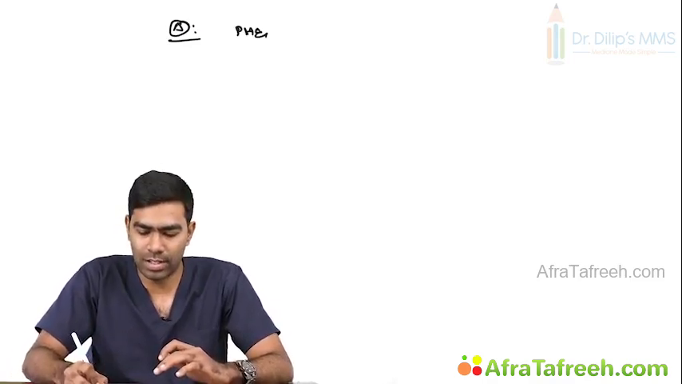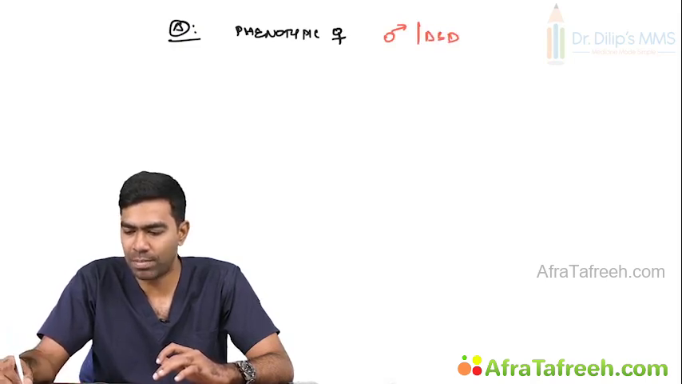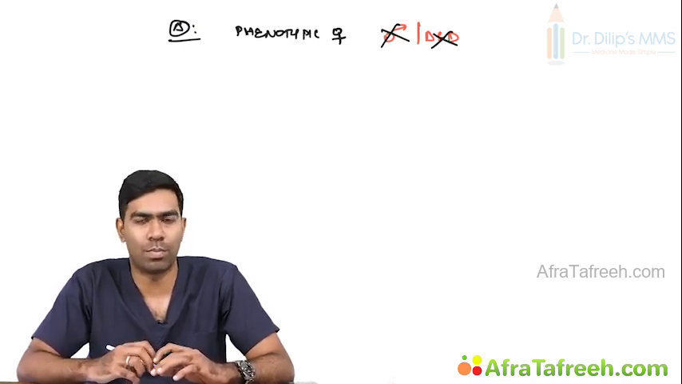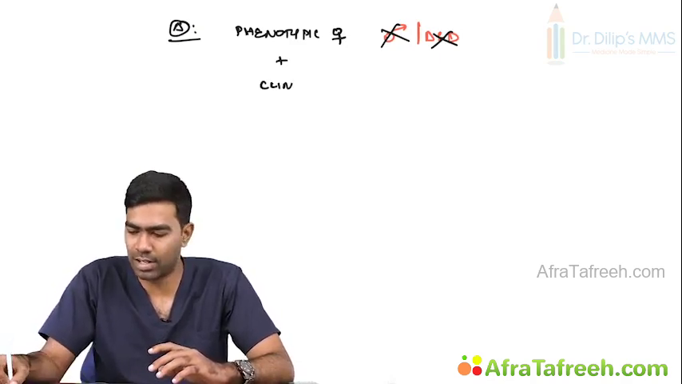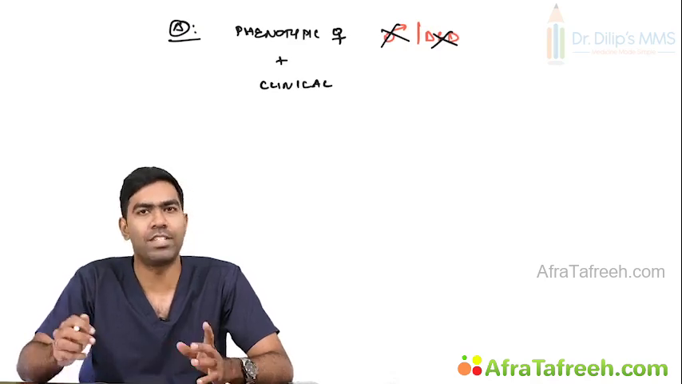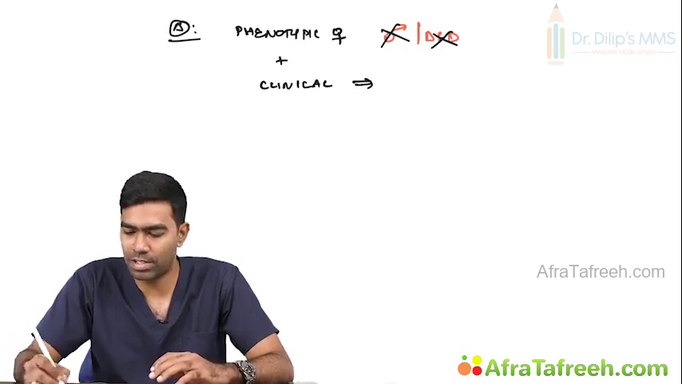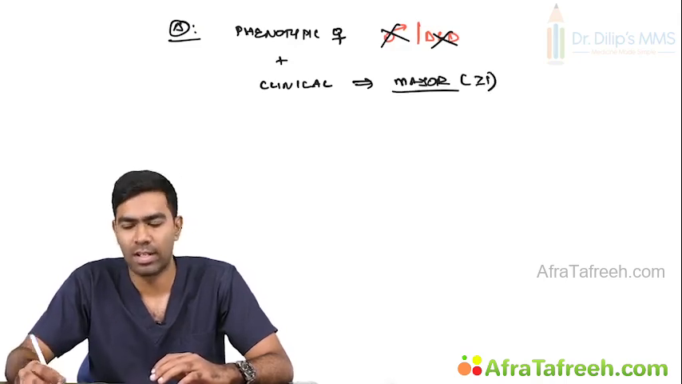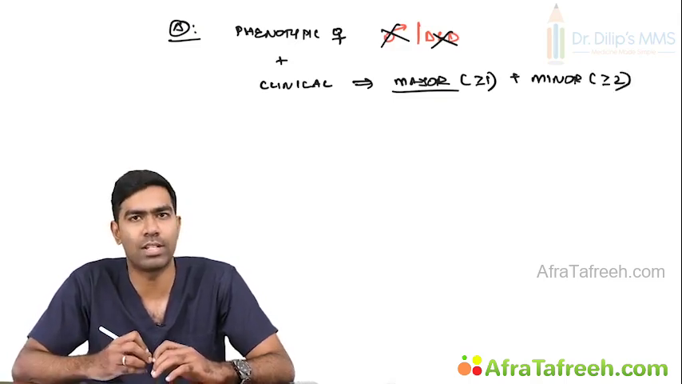The first criteria is the patient should be phenotypic female. It's a very strict criteria, which means by default a male or anyone who's having ambiguous genitalia, you cannot take them as diagnosis of Turner syndrome, not possible. And second, you should have clinical criteria, some clinical features should match with Turner's, and clinically speaking, you should have at least one major criteria, and along with that, you should have at least two minor criteria to diagnose these individuals as Turner's.